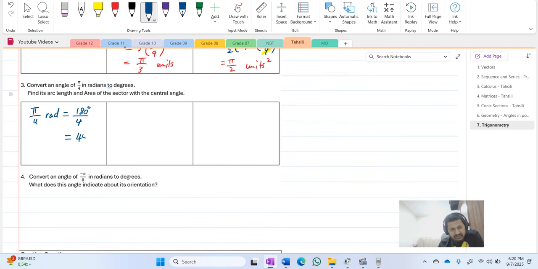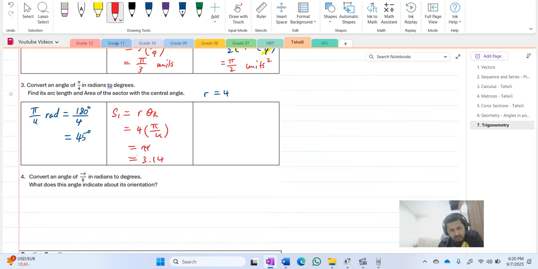Find its arc length and area of sector with the central angle. So over here the radius is 4. It wasn't given, so I'm putting it as part of the example. So what is S1? S1 is the length of the minor arc, which is r theta in radians. What's r? r is 4, and theta in radians is pi by 4. We can see the 4 and the 4 cancel out, and we're getting pi, and pi is approximately 3.14 units.